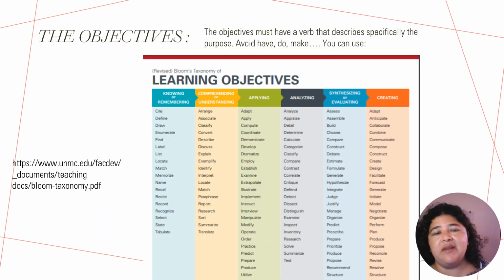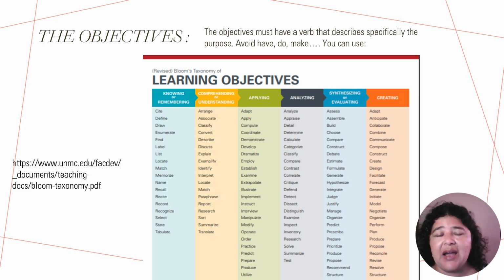Then there is a little section of objectives, but it's one of the most important sections that you can have in the work plan. The objectives must have a verb, right? That describes specifically the purpose. So avoid the have, the do, and the make.